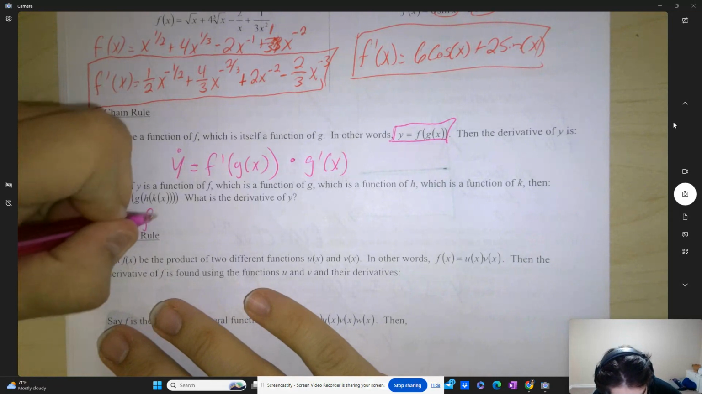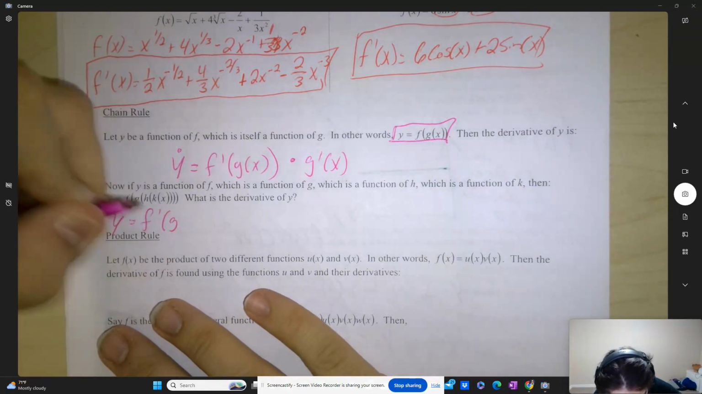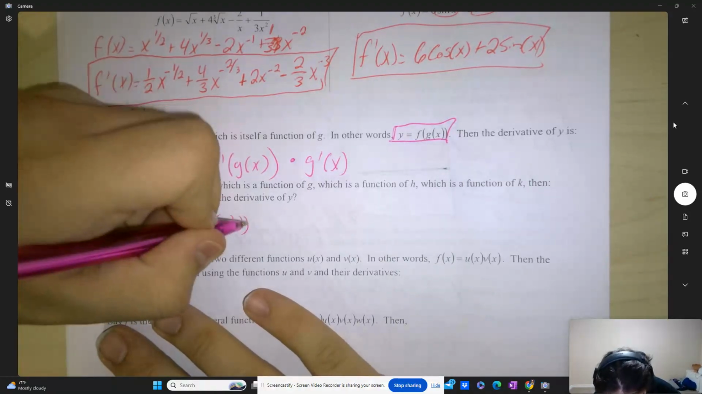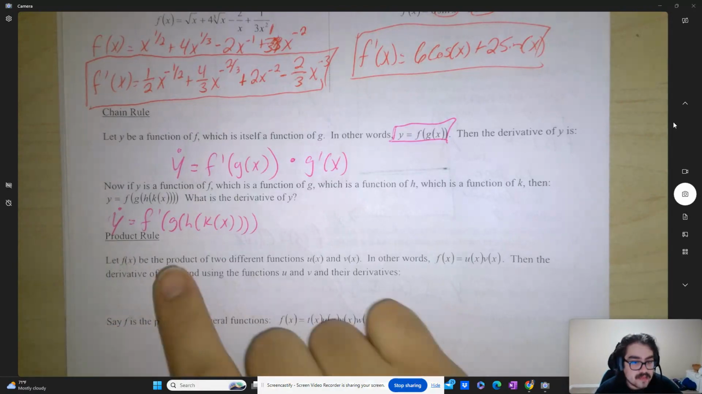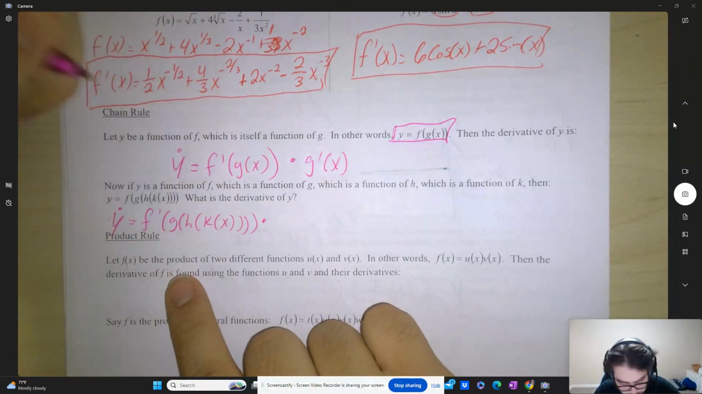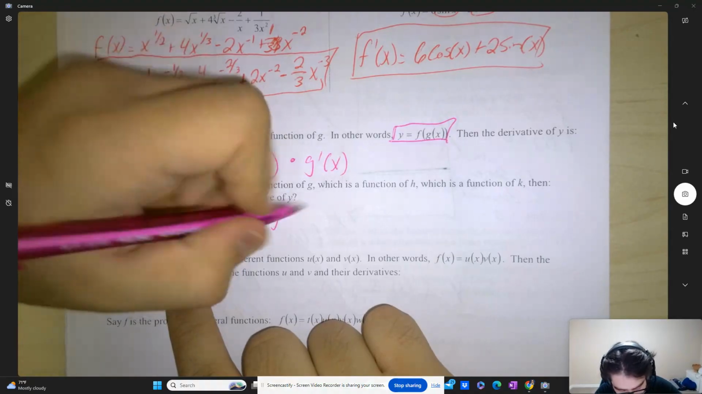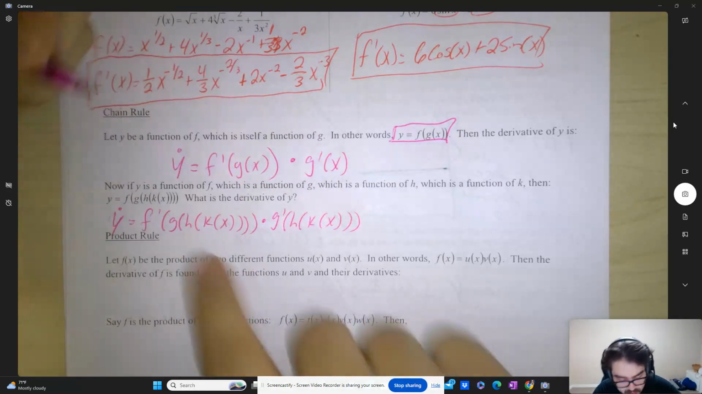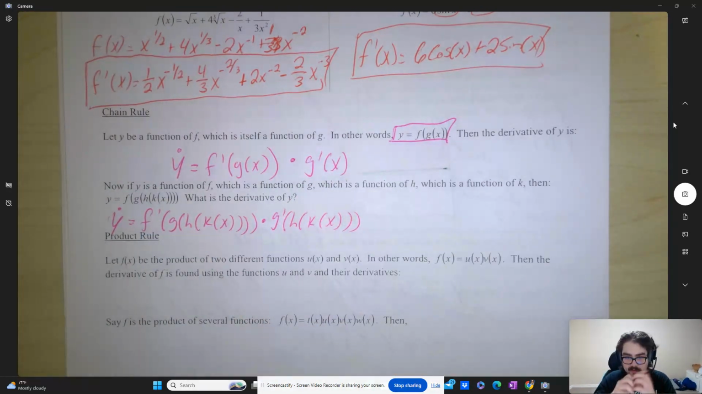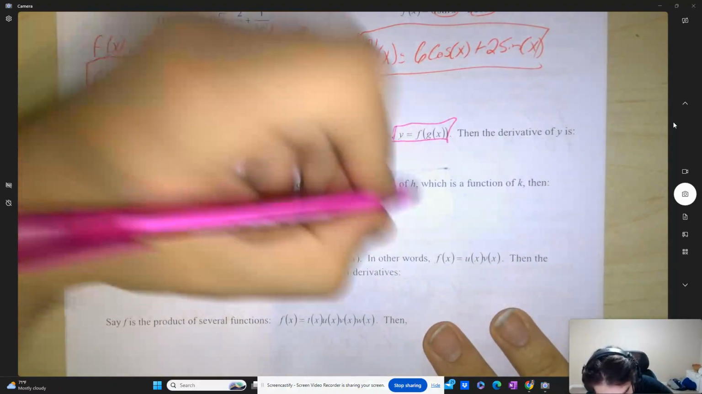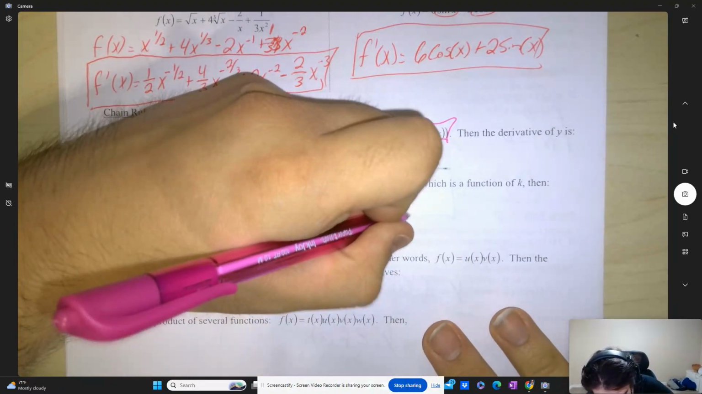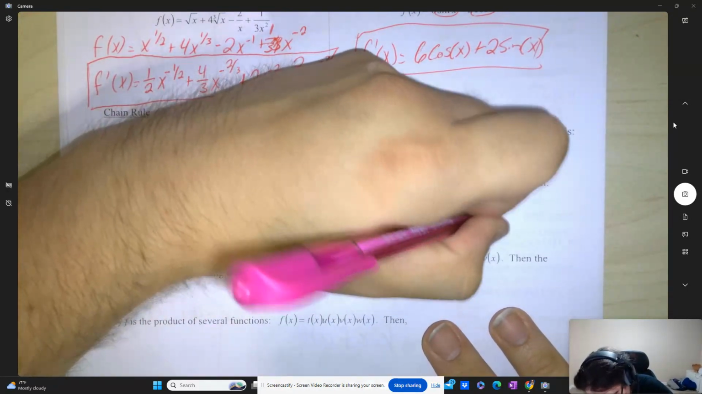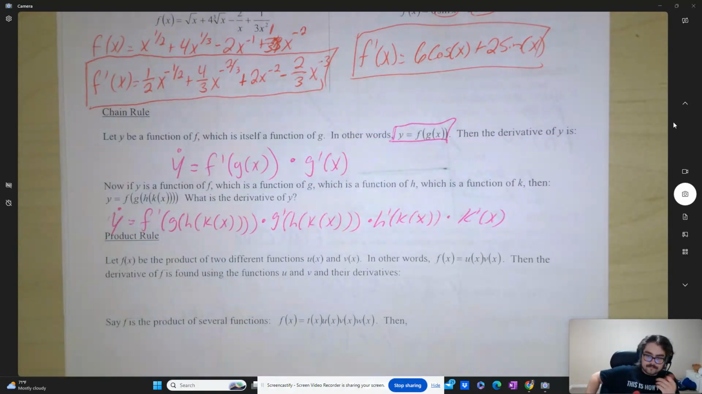So f prime of g of h of k of x, then we have to multiply that by g prime of h of k of x. And see how we're unwrapping it. When we take the derivative of that function, we have unwrapped it, right? Multiply that by h prime of k of x, and then multiply that by k prime of x. And then boom. That's all you got to do, okay?